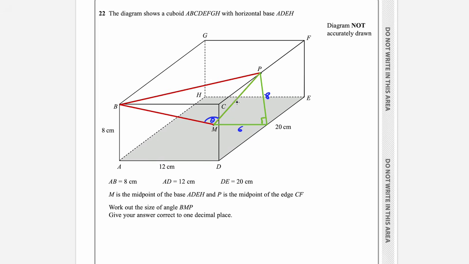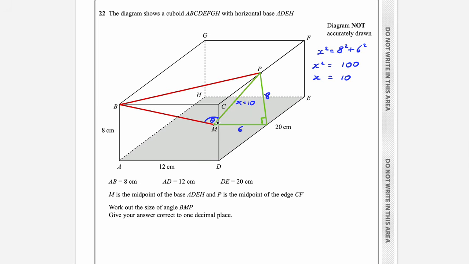So let's call this x. X squared, it's Pythagoras, equals 8 squared plus 6 squared. You may recognize this nice Pythagorean triple, but it's 64 plus 36. This is 100. And then x is equal to the square root of 100, which is 10. So this x equals 10. Now I have this length.